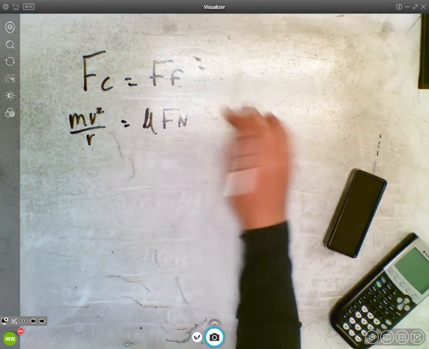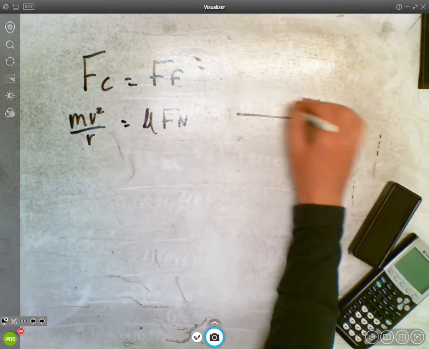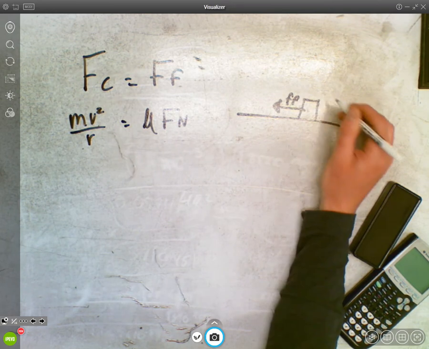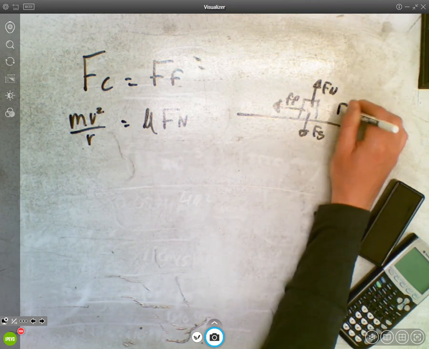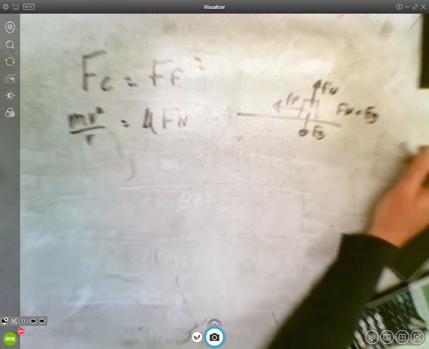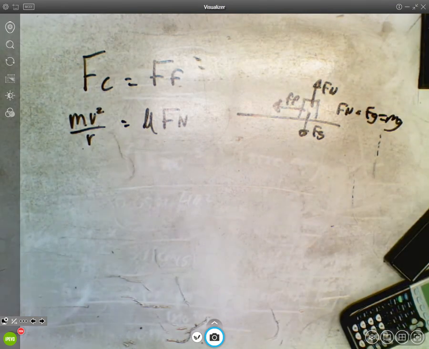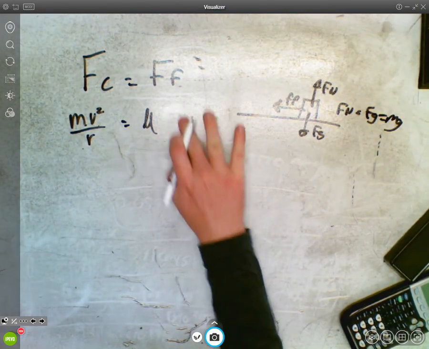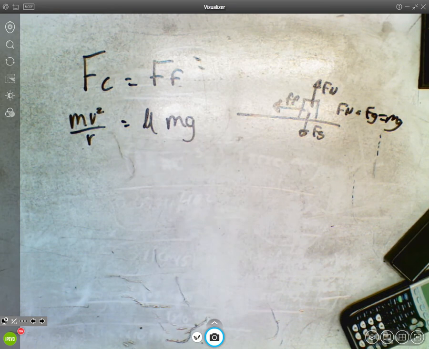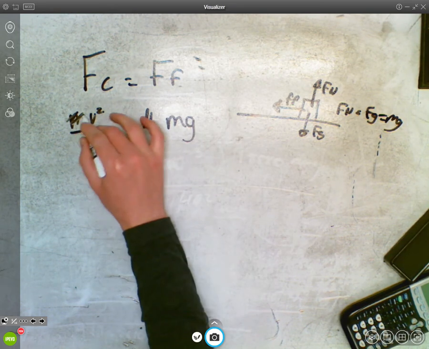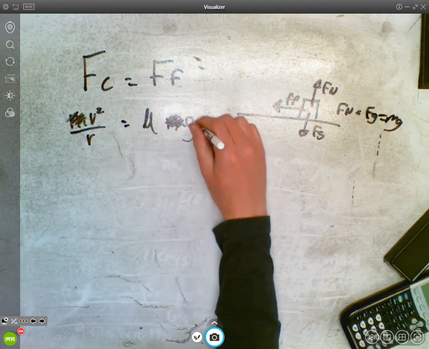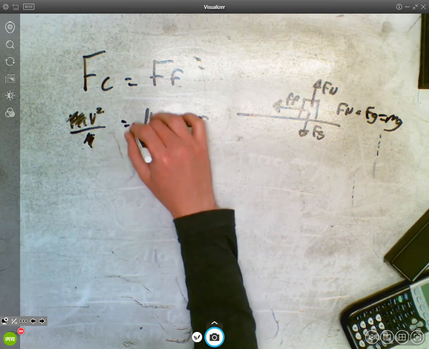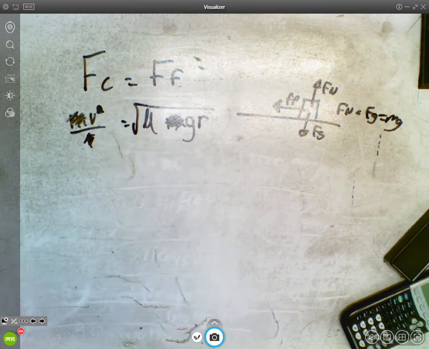Okay? And then it's a horizontal track, so our friction is towards the center. Our normal is up and our gravity is down. So you know that force normal equals force of gravity, which equals mg from our previous unit. So instead of saying force normal, I can say mg, and those two masses will cancel out. So we're trying to find the speed, so I would move r up top and then square root it, and that's what I would get.